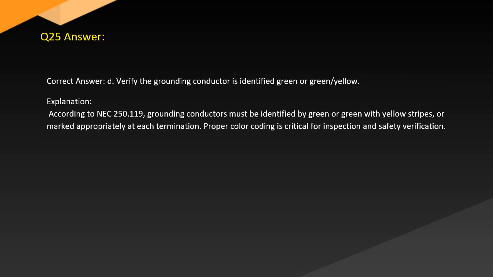Answer. Correct answer: D. Verify the grounding conductor is identified green or green-yellow. Explanation. According to NEC 250.119, grounding conductors must be identified by green or green with yellow stripes, or marked appropriately at each termination. Proper color coding is critical for inspection and safety verification.